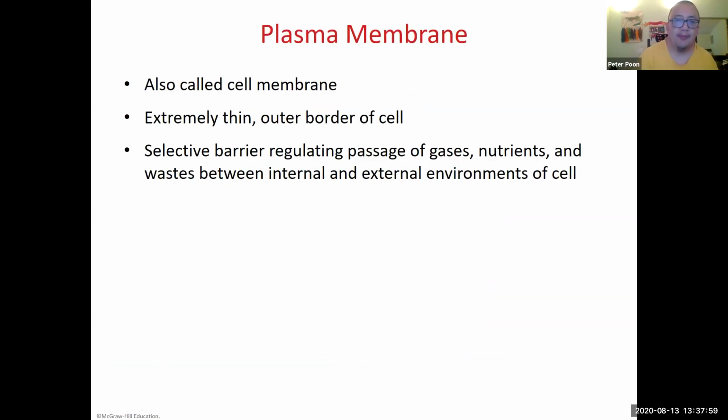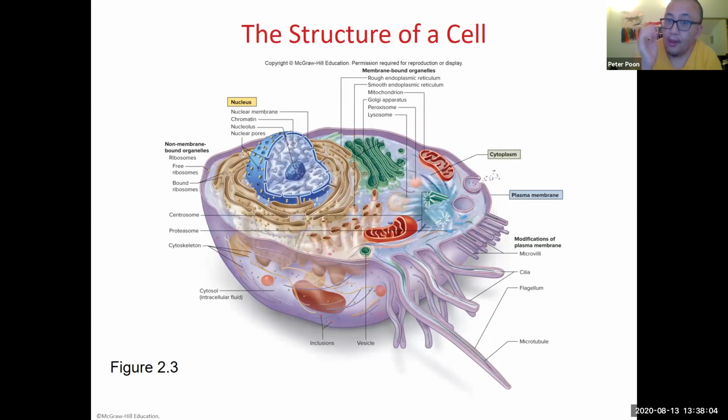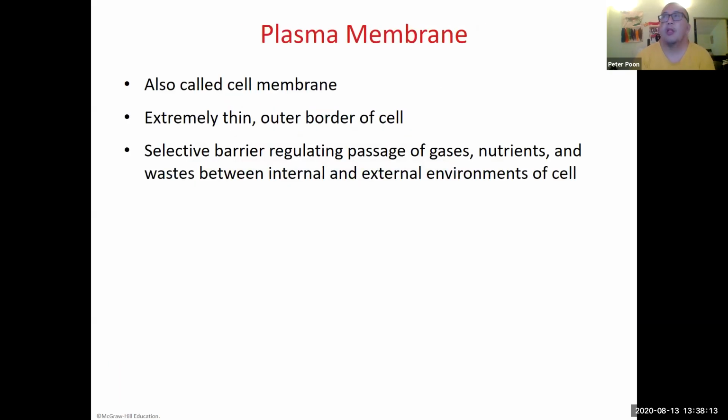So, the plasma membrane. Sorry, let's go back to this picture. If you understand what's going on in this picture, you kind of understand what's going on inside the cell. The plasma membrane is the extremely thin outer border of the cell. It is a selective barrier regulating passage of gases, nutrients, and waste between the internal and external environment of the cell. This will become more apparent during physiology, but for anatomy, you just have to know what the plasma membrane is.